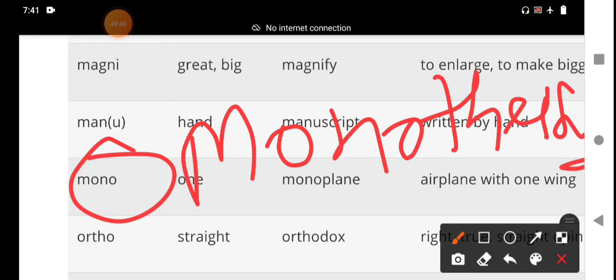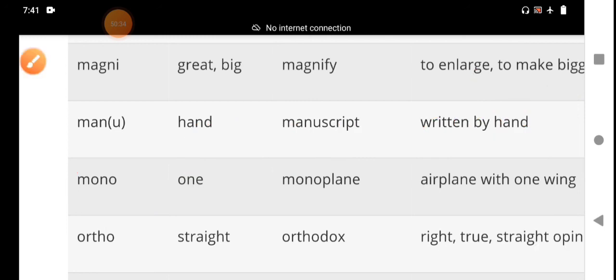Monophonic, another word. Phonic: already phone means sound. Monophonic is single phone, single sound. Monovalent. Valent means strength, power. Having a valency of one power, monovalent. Monophonic means mono sound. Those are the derived words from mono.